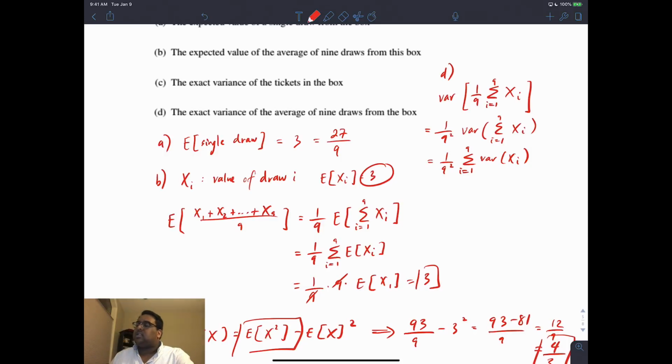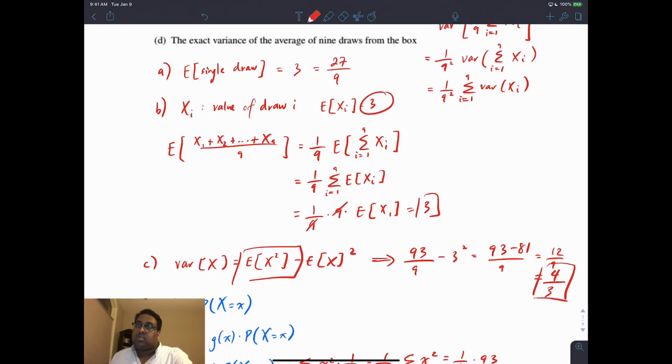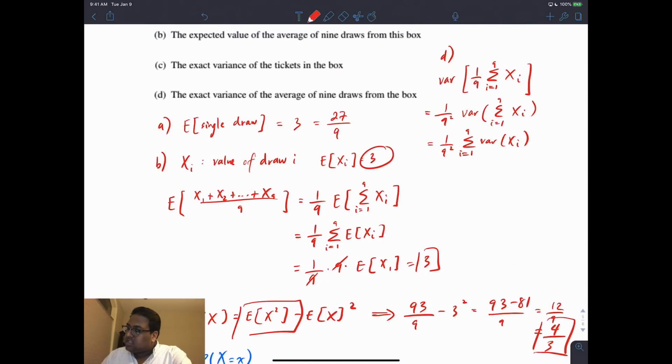And now again, since each draw has the same distribution, they all have the same variance, which we determined to be 4/3 in the previous part. So I can say this is 1 over 9 squared times 9 times 4/3. Again, we're doing the times 9 because there's 9 of the same thing. And now, with a little arithmetic, I figure out that the 9's cancel, so I'm left with 1 over 9 times 4/3, which gives me 4 over 27.